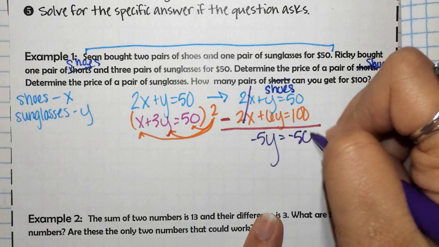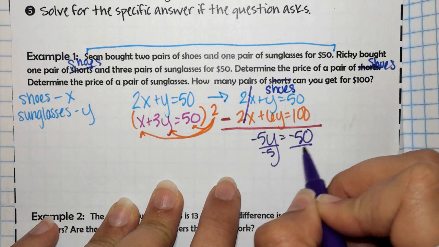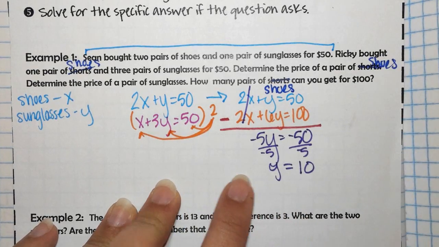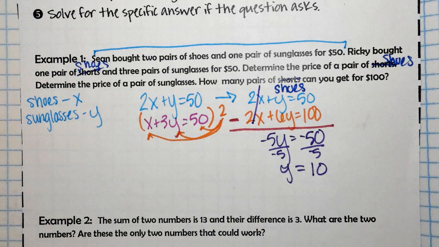That equals negative 50. All right, now what do we do from here? y equals positive 10. So, how much do our sunglasses cost? $10. That's what we found.